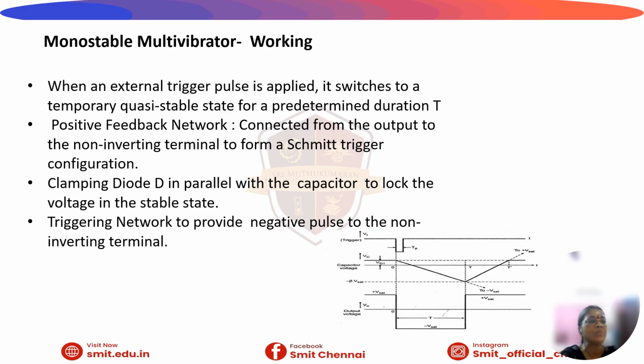The diode clamps the capacitor voltage to prevent it from going positive during the stable state. The simple RC high-pass filter acts as the differentiator to convert the step input into a sharp negative spike, which is given as the trigger pulse to the monostable multivibrator.